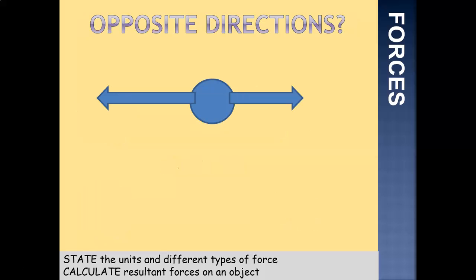What about in opposite directions then? In this case, we've got an object where we have a force of 7 newtons acting to the left and 5 newtons acting to the right.